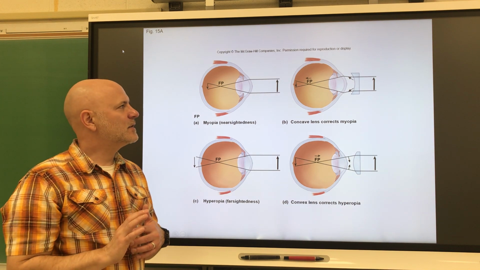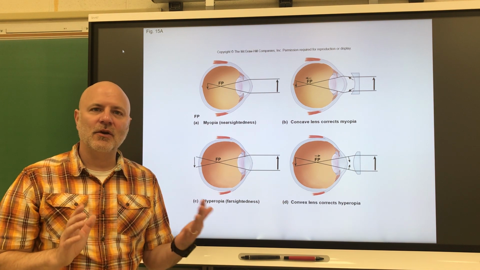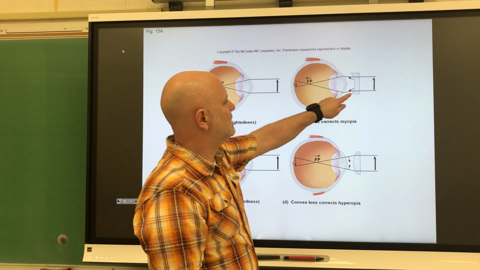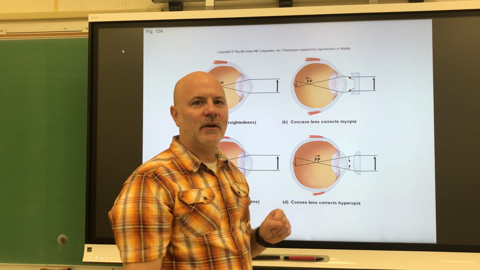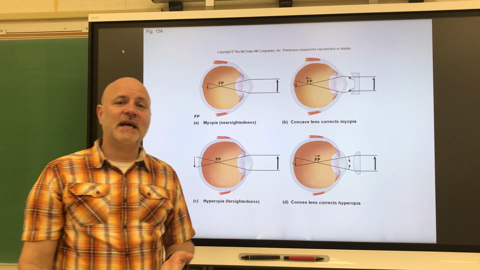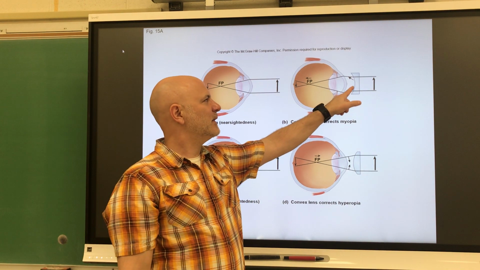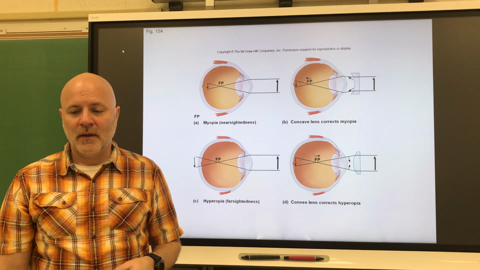All right? So if you are nearsighted and you wear corrective lenses for that, what you might notice about those lenses is they are thicker on the edges, thinner in the middle. In fact, if you wear contacts, contacts work by the same physics. Those contacts are going to be thicker on the edges, thinner in the middle.